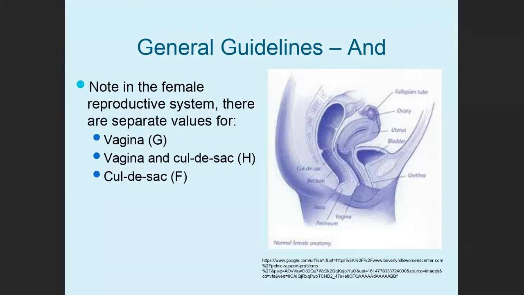Here's an exception to this rule. In the female reproductive system, there are separate values for vagina and cul-de-sac, and vagina and cul-de-sac together. So here's the cul-de-sac, and here's the vagina. So in order to use H, vagina and cul-de-sac, you have to have involved vagina and cul-de-sac. Otherwise, you use separate digits, either G or F as appropriate.